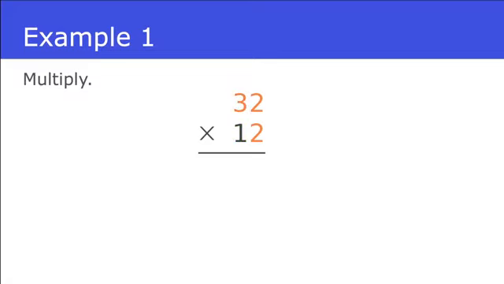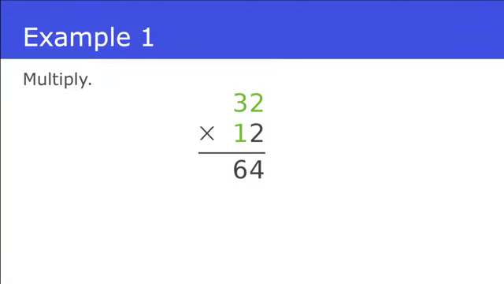So, multiply 32 times 2. Start with 2 times 2, which is 4. So write it under the ones place, and 2 times 3 tens is 6 tens, so write it under the tens place. This shows that 64 is 2 times 32. Now let's move on to the next part.